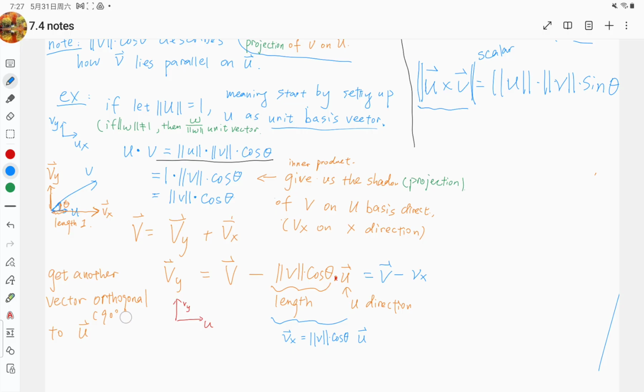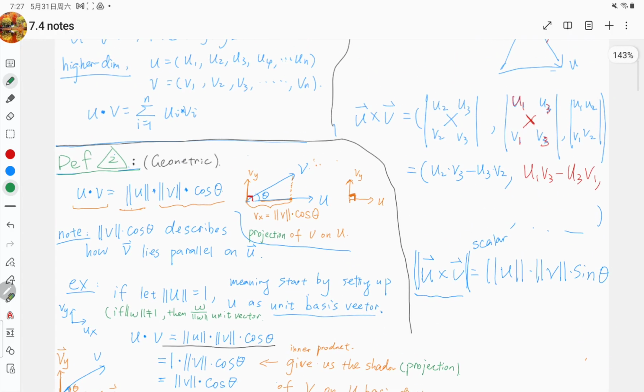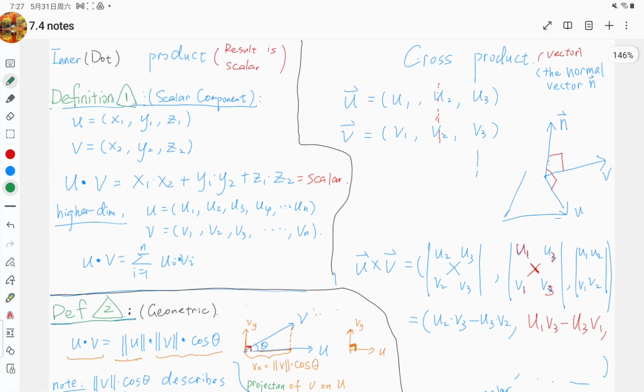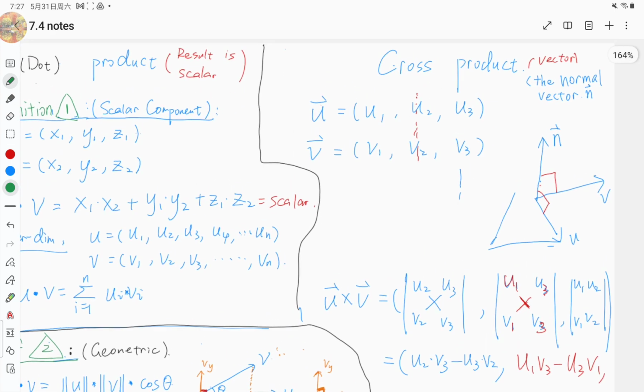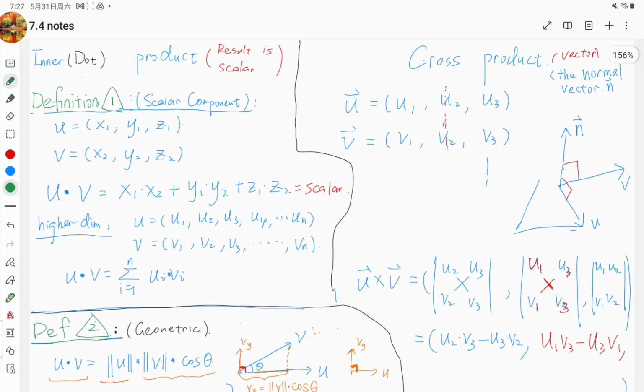So orthogonal just means 90 degrees, okay? Orthogonal just means 90 degrees. If you're confused, that's okay, because you're learning it later in university, right?